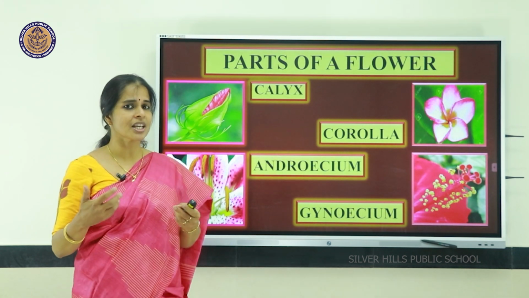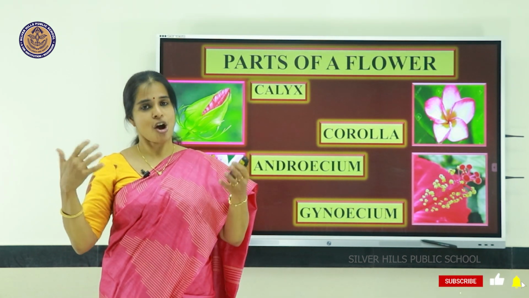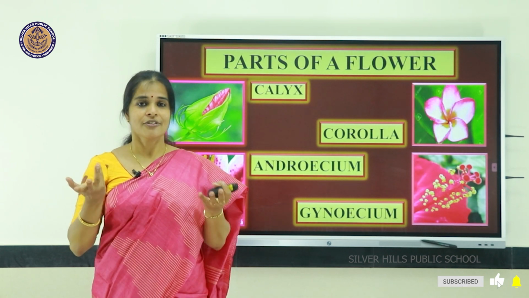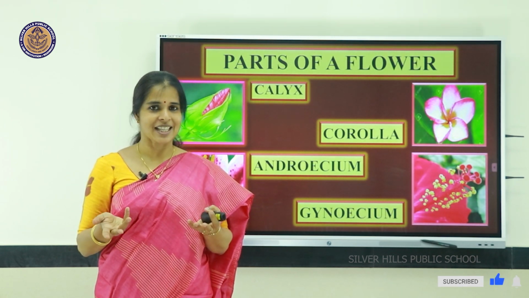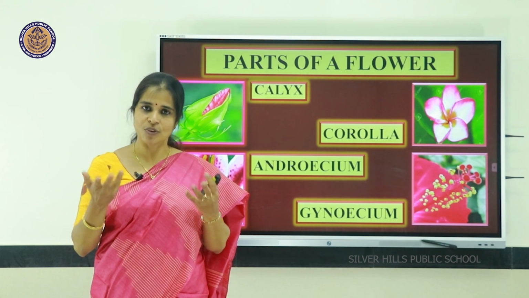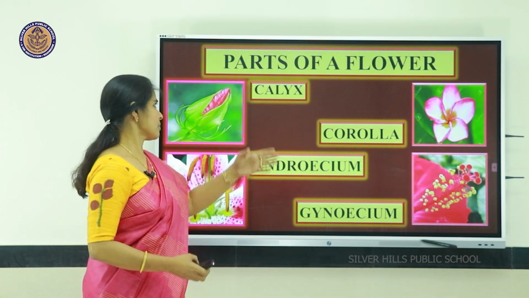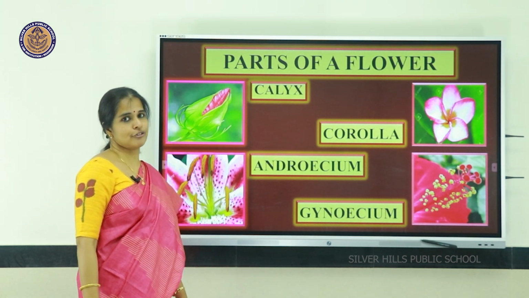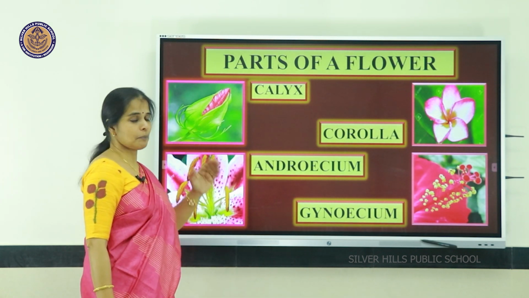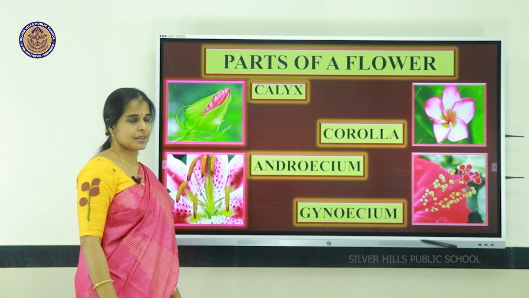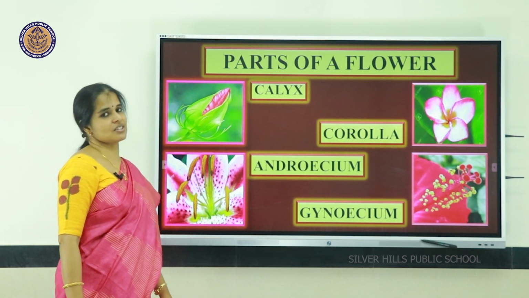Next, what are the floral parts? I was mentioning the floral parts continuously. All the floral parts are originating from the swollen portion which we call thalamus. But let us know what these floral parts are. A flower must have 4 floral parts, which are the important parts of a flower. What are the important parts of a flower? Let us have a look.